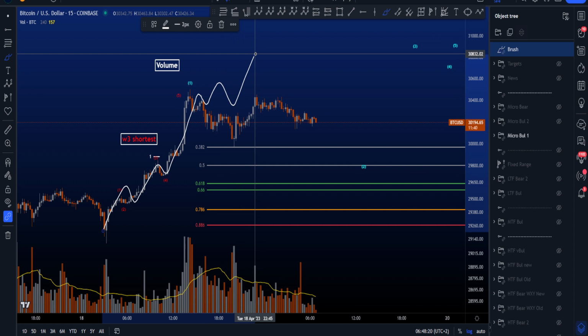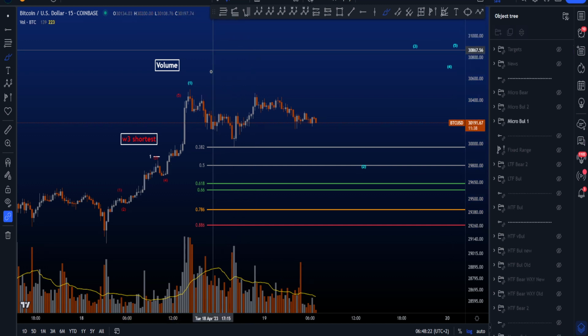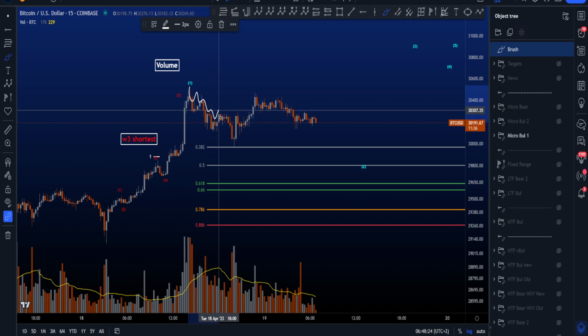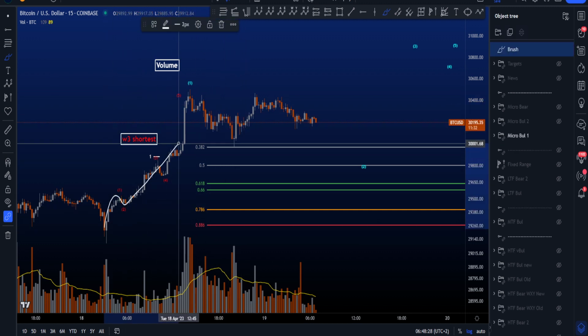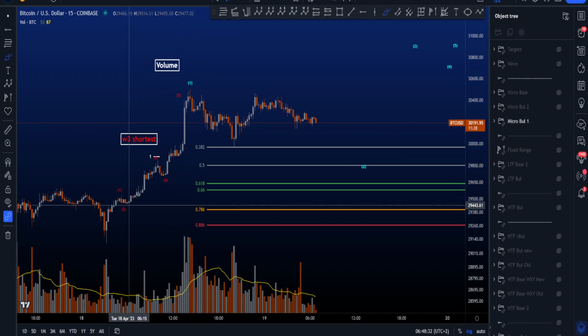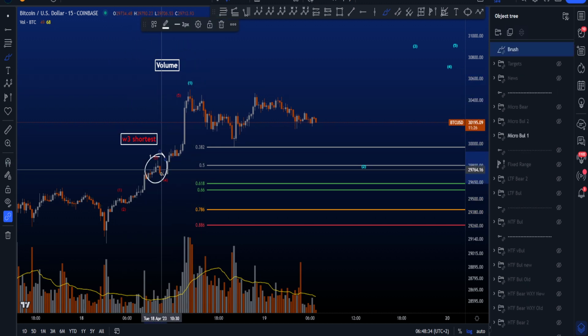That is the impulsive structure you're then looking for, but we didn't get it because price just continued ranging to the downside, and also having this as a 1, 2, this being wave 3, 4, 5 is a little bit weird as well, to be honest, because of this structure in the middle.